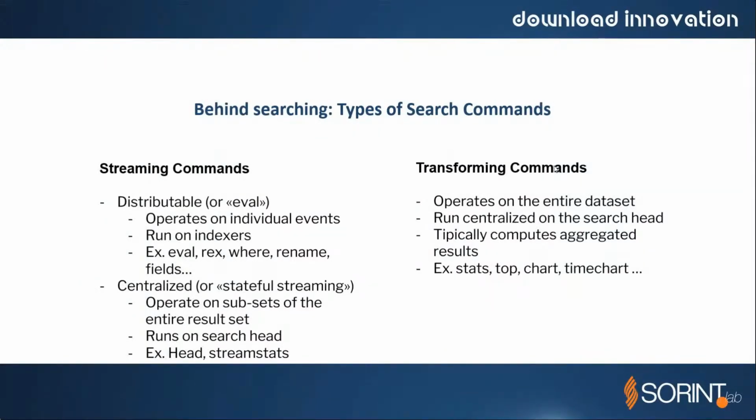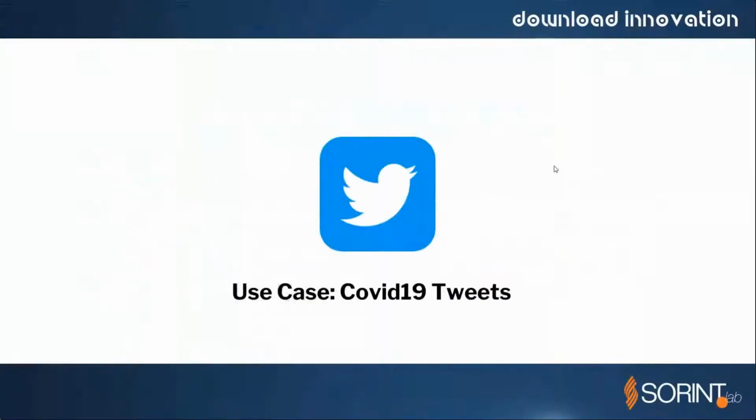The other group is composed of transforming commands, and they are the last step in the search pipeline. So they aggregate on the entire dataset on the search head. And examples are stats that we've already seen, or top and rare, which select the most or least frequent events, and so on. So let's practice what we've seen with a use case on COVID-19 tweets.